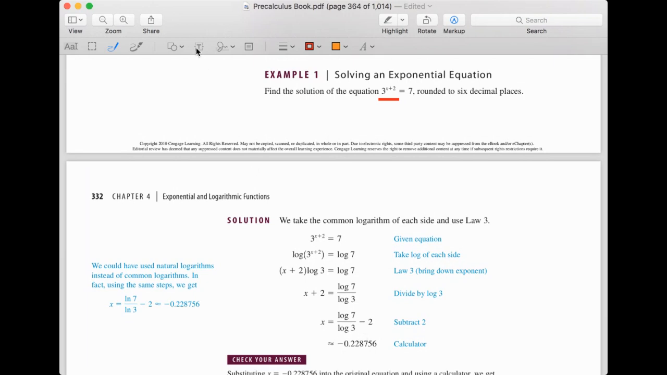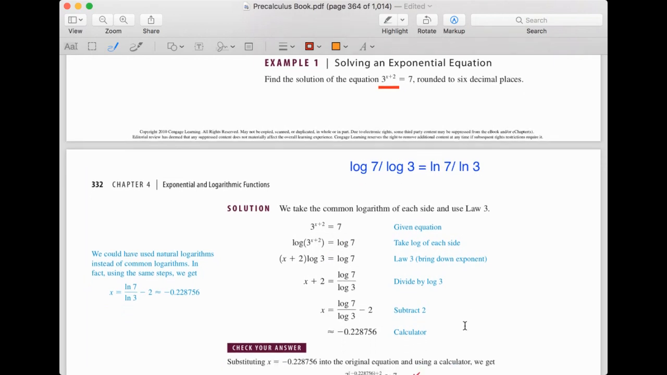By the way, log 7 divided by log 3 equals ln 7 divided by ln 3, as long as they have the same base. This log is base 10. ln is log base e. As long as they have the same base, when you divide them, the ratio is the same.